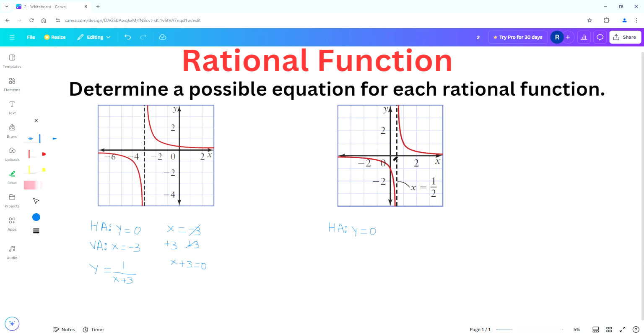There is a vertical asymptote in this function represented by this broken line. The broken line passes through the x-axis at 1 over 2. So the vertical asymptote equation is x equals 1 over 2.